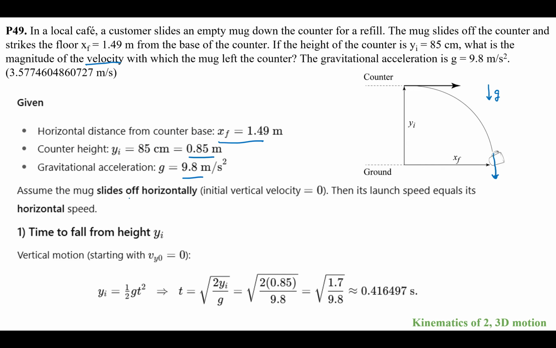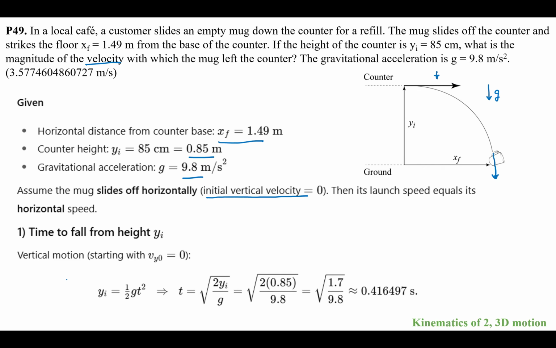So assume that the mug slides off horizontally. So we note that the initial vertical velocity is 0. There's no vertical velocity. Then its launch speed equals its horizontal speed. Okay. That means initially this whole speed will be only along this horizontal direction as is shown here.